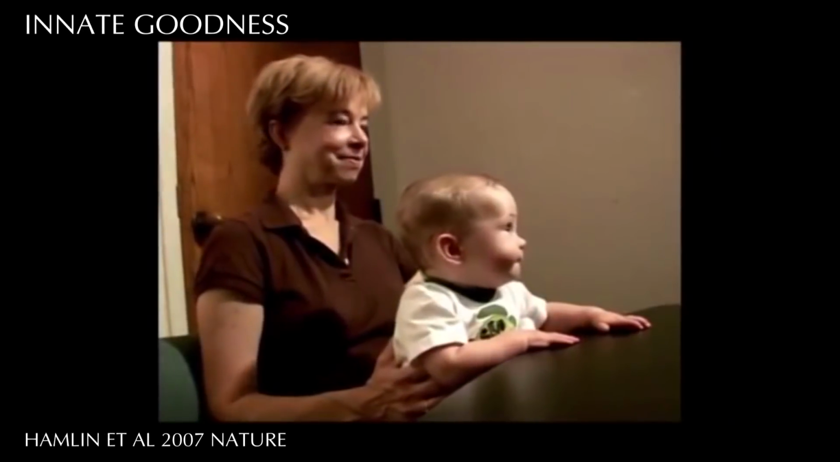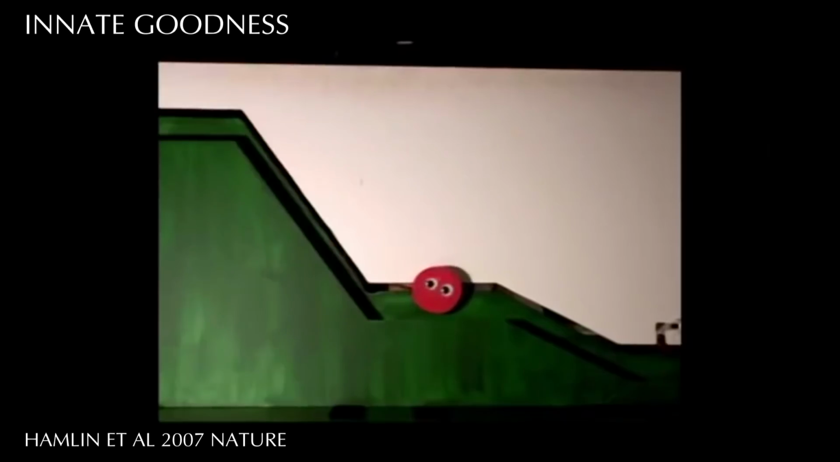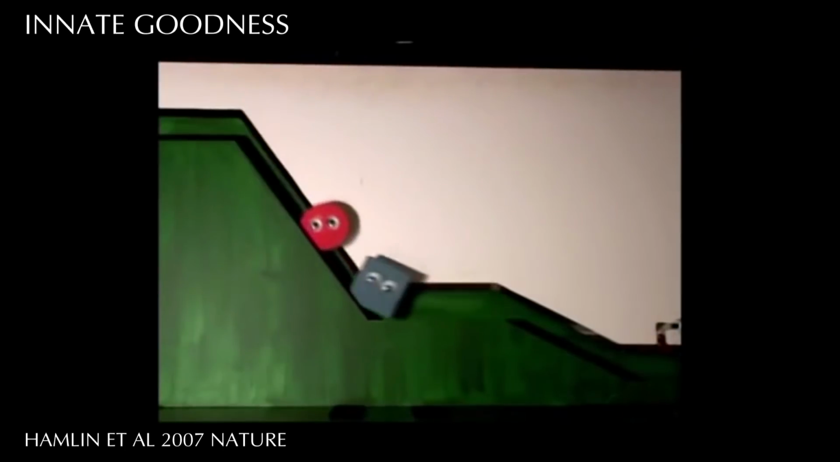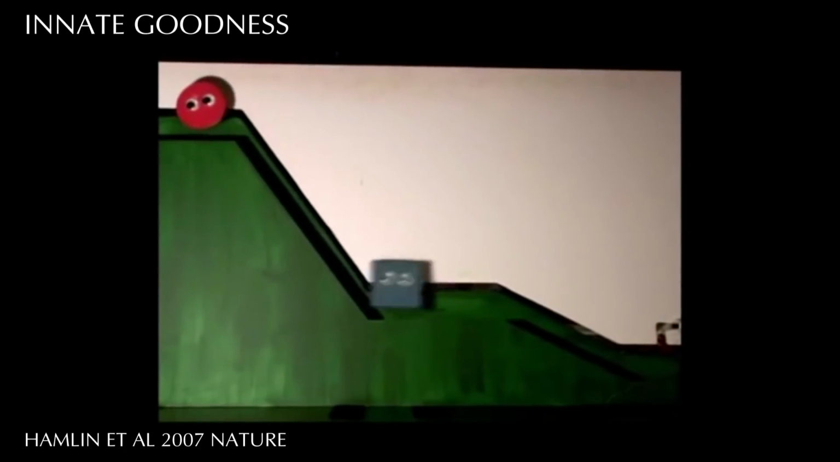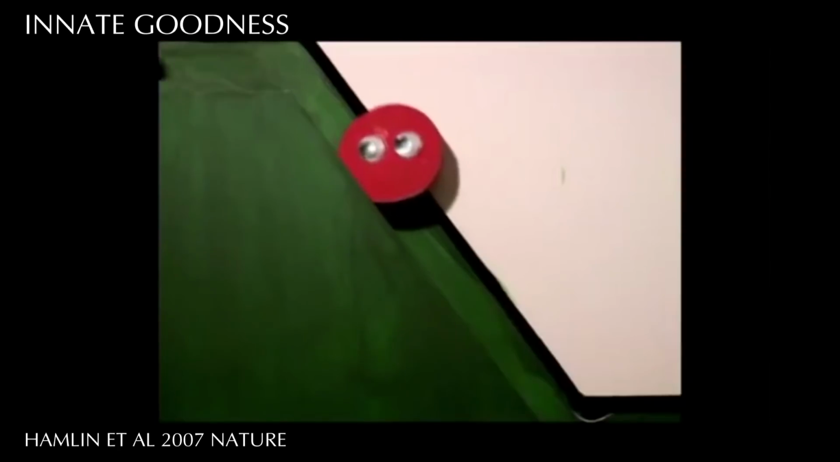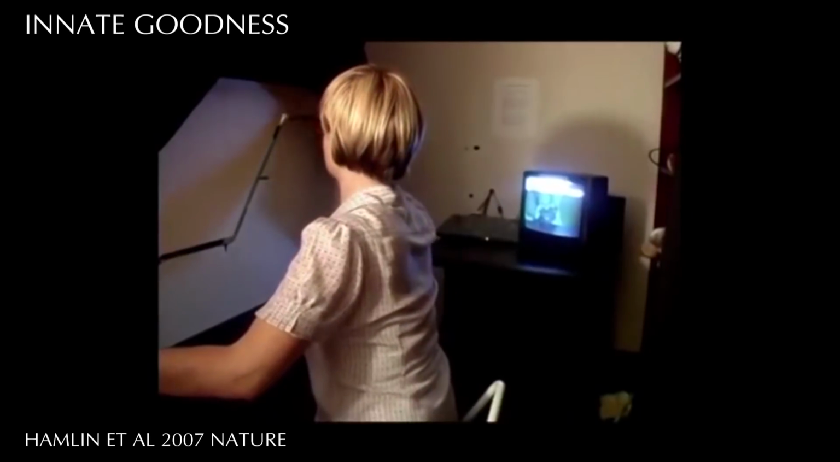In this study, parents bring their 6-month-olds into the lab. At the other side of a long table is a hill stage. A red circle guy with googly eyes tries to climb the hill. He sort of goes up the hill and then falls back down. He always fails at it. Then a blue square character, also with googly eyes, comes from the bottom of the hill and bumps him up to the top of the hill so that he's successful. On different trials, the climber tries again to get to the top of the hill, and then a yellow triangle character comes down from the top and bumps him to the bottom of the hill, so prevents him from getting his goal.